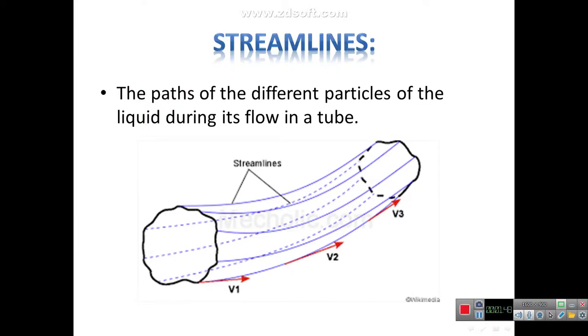Streamlines, its definition: the paths of different particles of the liquid during its flow in a tube. As we can see here, there are streamlines and there is a cross section, and these streamlines are moving through the liquid with velocity V1, velocity V2, and velocity V3.